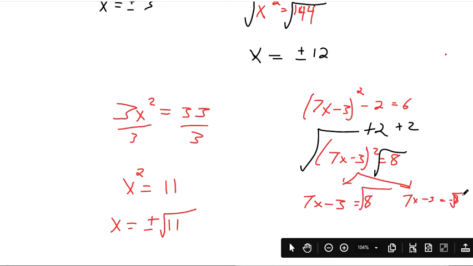Come on, computer. There we go. Okay, I forgot the square root. Very sorry. So to finish getting this by itself, we got to add 3 to both sides.